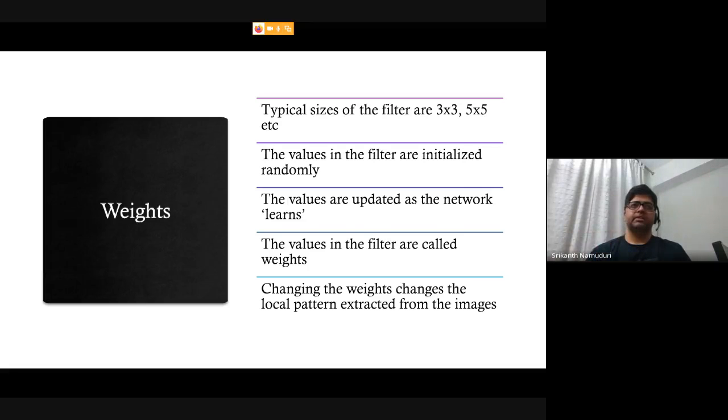Like I mentioned, if it's a 3 by 3 filter, each one of the values in that filter is what we are referring to as the weights.